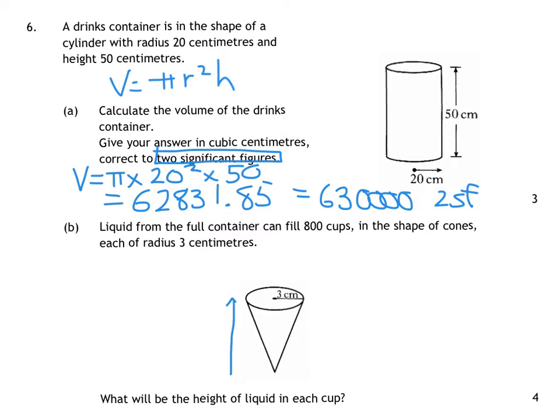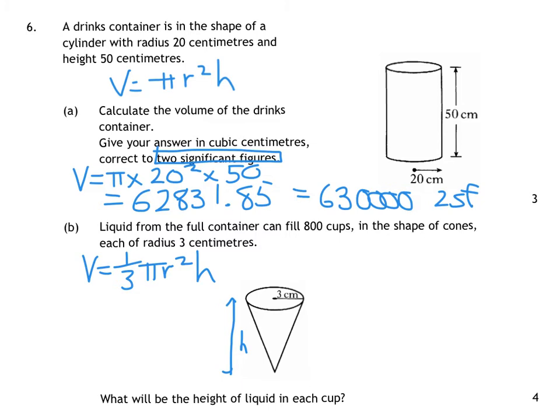Right, so this new shape is a cone. So a cone is 1/3 pi r squared h. It's very similar to the cylinder, only it's got a third in front. Now we have got this one here, the cylinder, filling 800 of these cups. Now it doesn't matter which answer you go with, whether you use the unrounded one or the rounded one, but because they've made you do the rounded one, I think it's for a reason. It's probably because it's going to make a nicer answer.